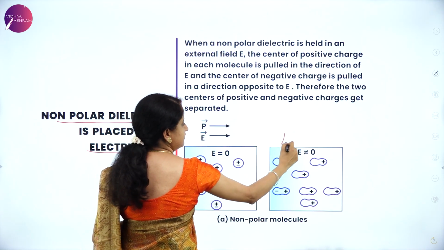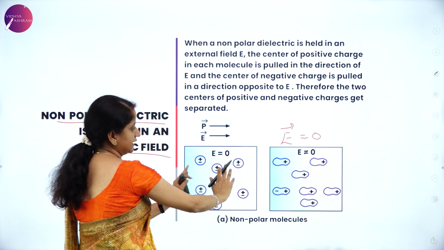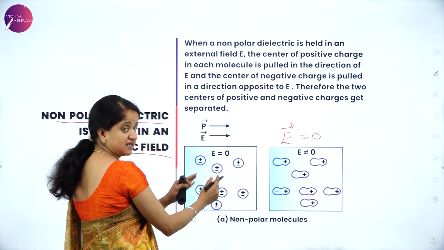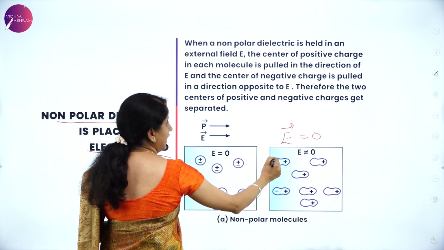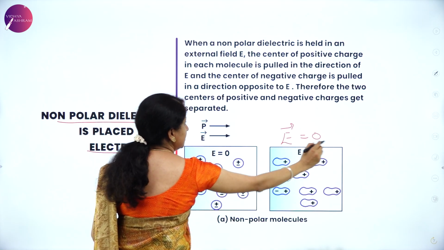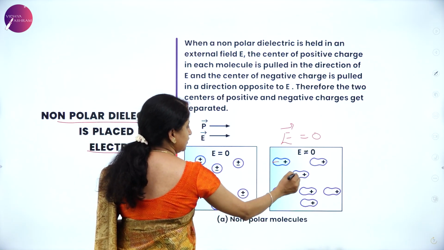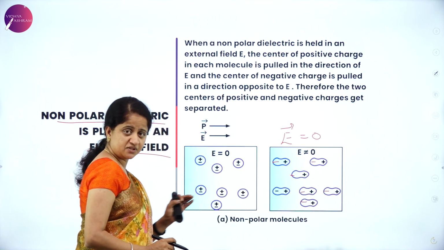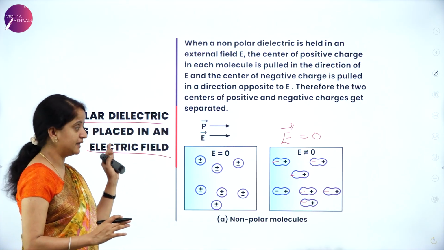If this is the direction of the electric field, I am placing the same non-polar dielectric in an electric field. The centers of positive and negative charges get separated, and the positive charge is pulled in the direction of the electric field, and the center of negative charge is pulled opposite to the direction of the electric field. So this is the observation when a non-polar dielectric is placed in an electric field.